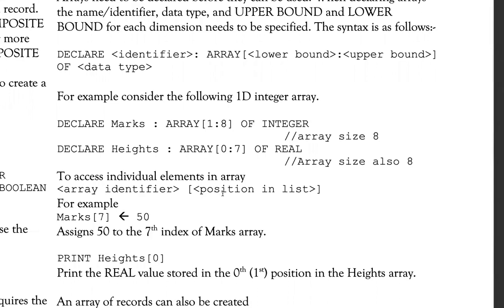Pseudocode has no hard and fast rule. If you want to use 1, you can use 1. If you want to use 0, use 0. But for solving the paper, you have to make sure what the question is asking. If the question is asking for position 0, you'll have to follow position 0.